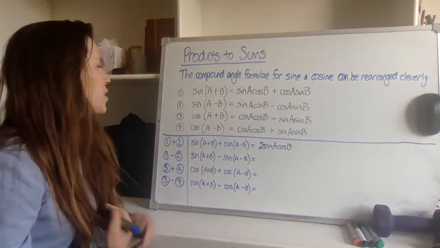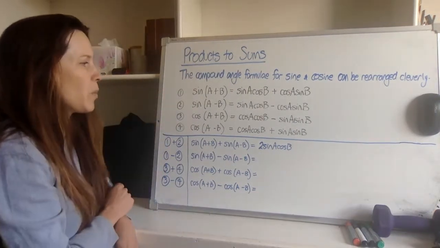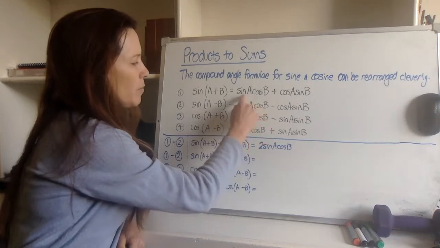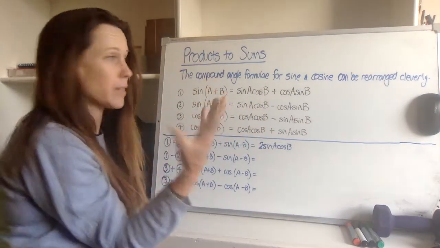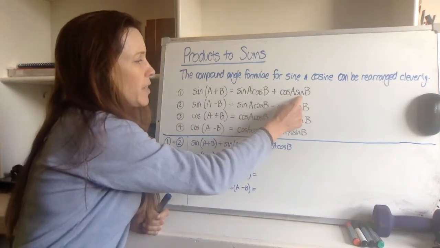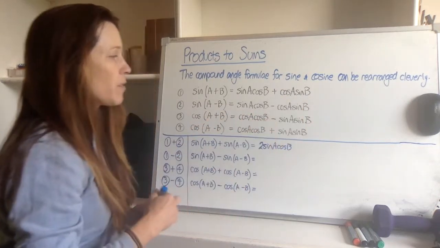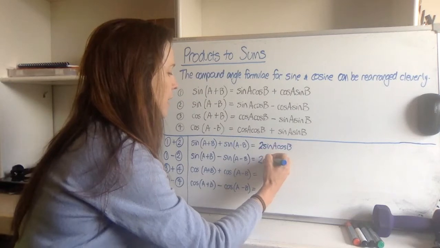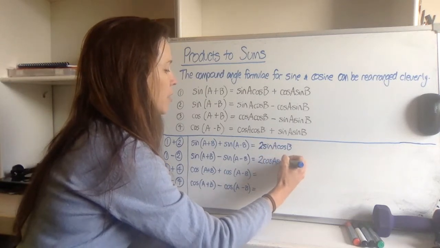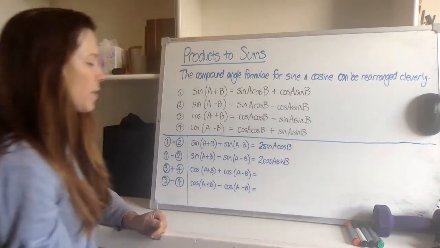Okay, what happens when we subtract equation 2 from equation 1? Well, we're going to get this term minus this one, so they're going to disappear, and we're going to have cos A sine B minus negative cos A sine B, and that will give us 2 cos A sine B. So a really similar result, but just around the other way.